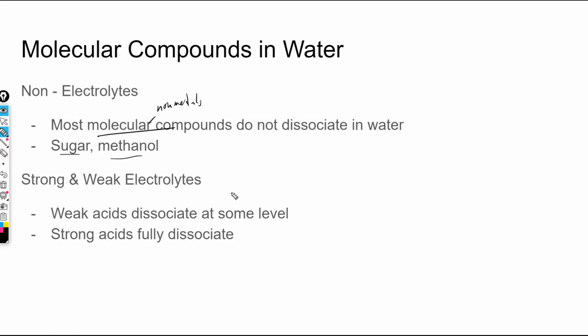And then I'm going to talk about this a little bit too. We're not going to go into this a lot because we haven't talked about acids and bases yet. But you can also have strong and weak electrolytes with acids and bases. For example, weak acids. A good example of a weak acid is acetic acid, which you guys have seen a lot of.